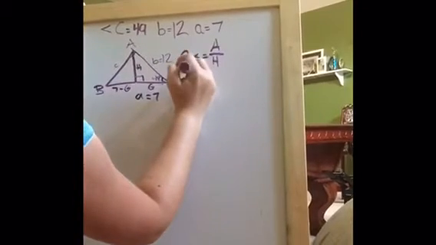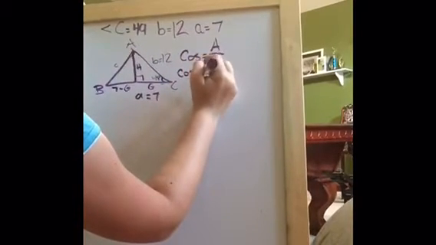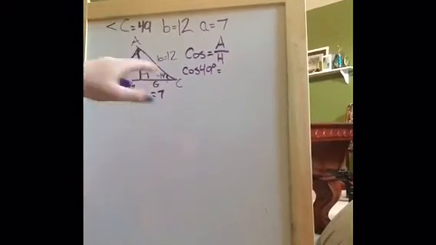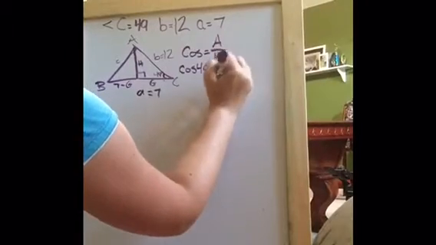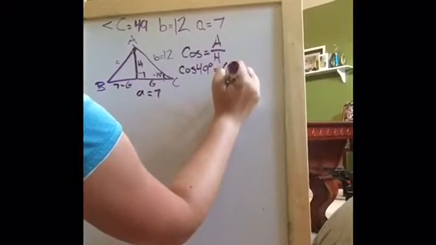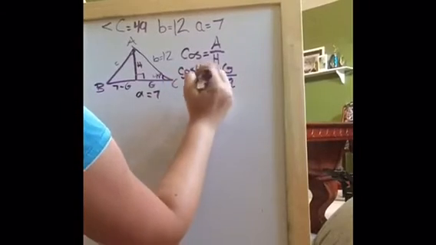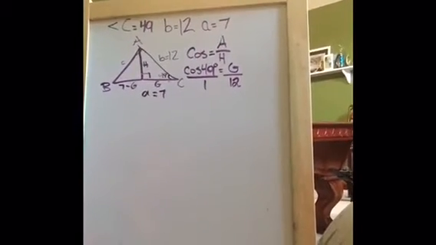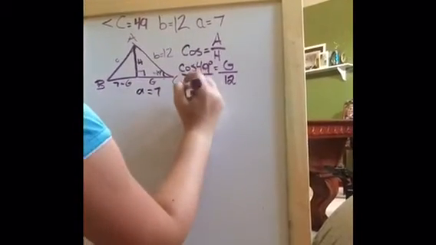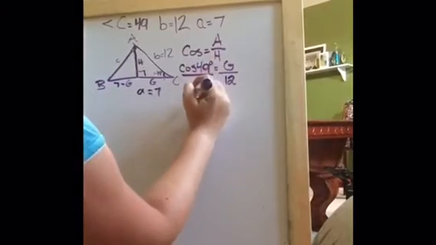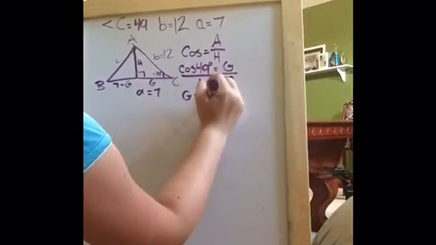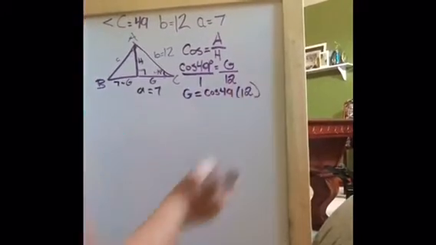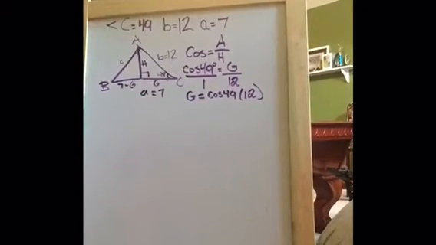So you have your given value, cosine of 49 degrees equals the adjacent value on this triangle. The adjacent value is G over the hypotenuse, which is 12, and then you put this over 1. Then you cross multiply and you get G equals cosine of 49 times 12. And this is one of your formulas that you'll be using later.